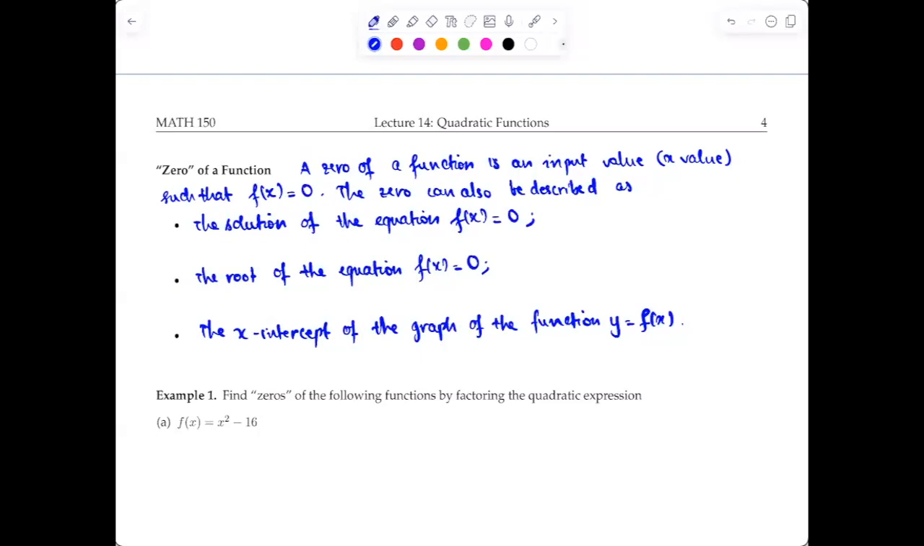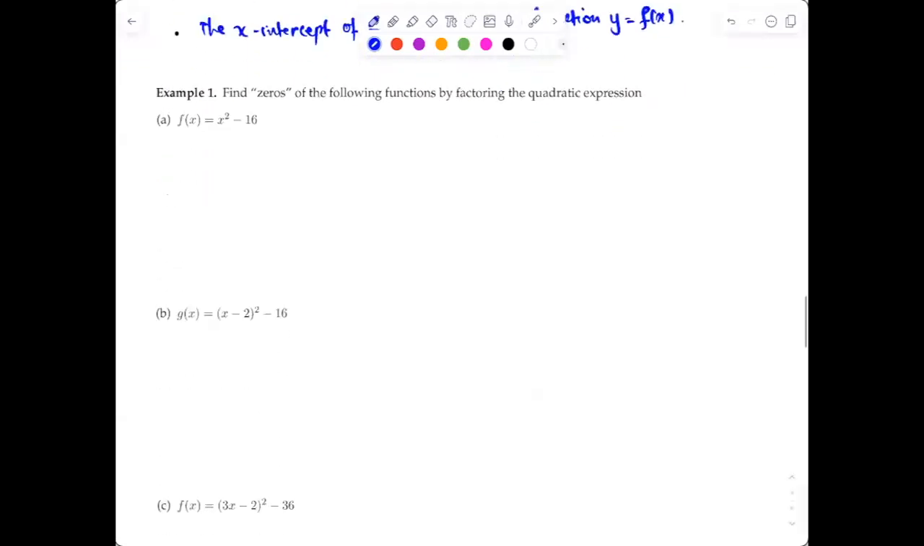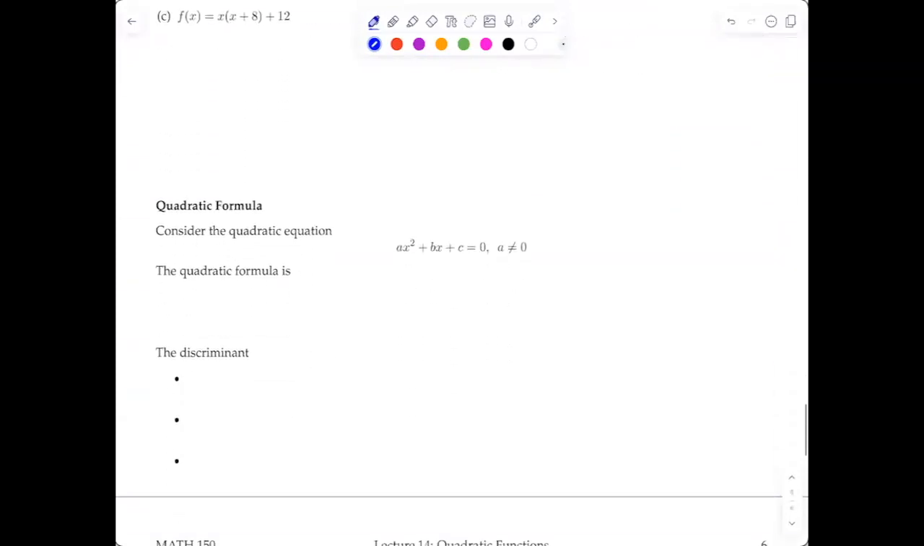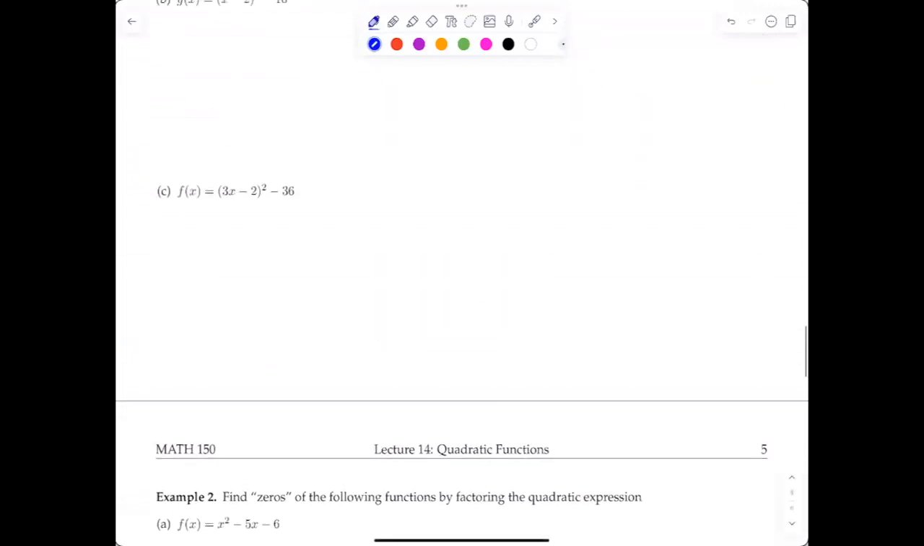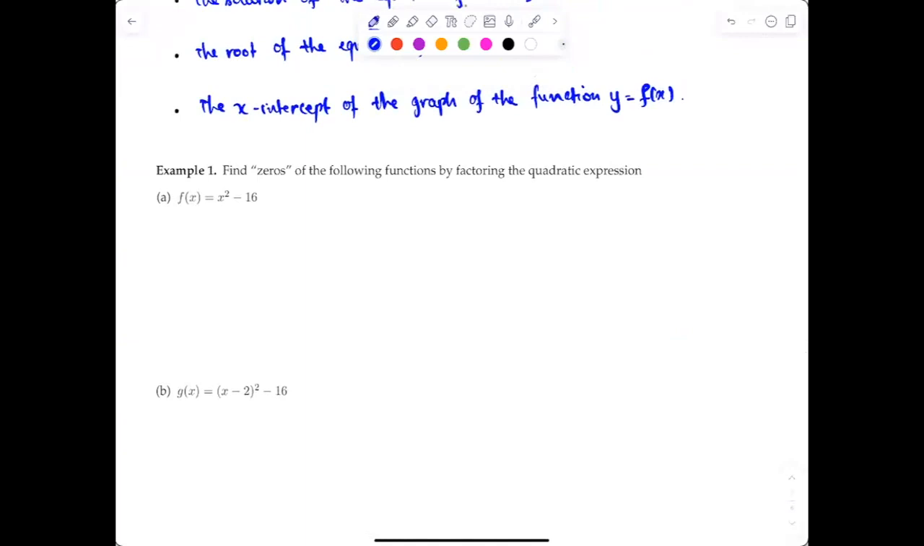So I'm aware that many of you have seen this material before, but we have a few different ways to obtain the solutions of quadratic equations. One that we have done in the last two examples is to factor the quadratic equation set equal to zero and solve. Another way is to use the quadratic formula, which we're going to cover in a few minutes. But in this example, we want to find the zero of the function by factoring the quadratic expression.